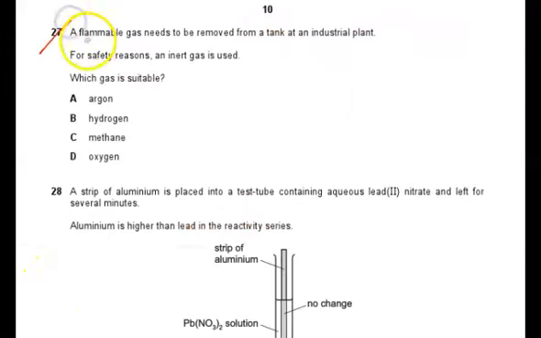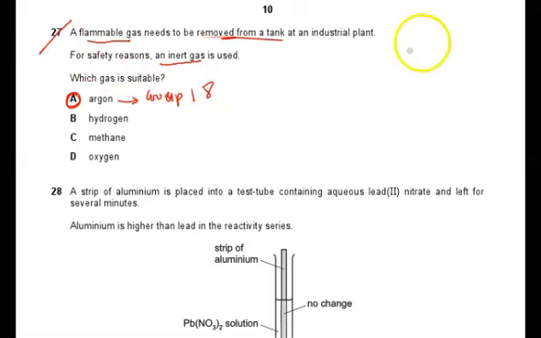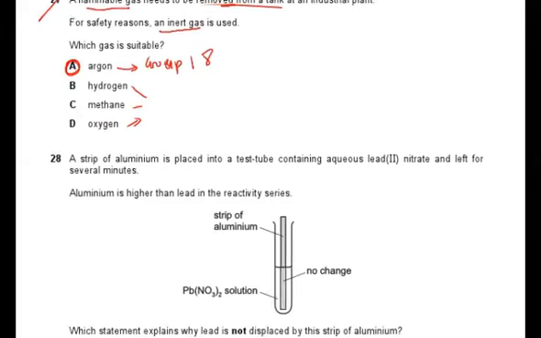Okay, 27. A flammable gas needs to be removed from a tank at an industrial plant. For safety reasons, an inert gas is used. Which gas is suitable? Inert gas is argon. This is the easiest question. It's group 18. Okay, this is your 27. The rest are more flammable. Okay, now let us look at question number 28.